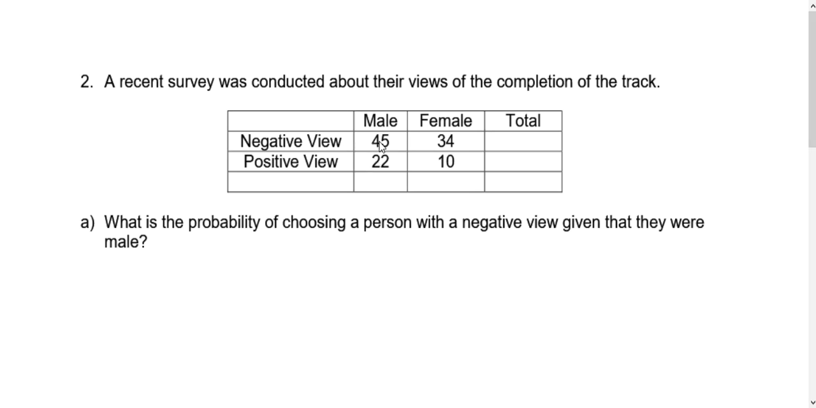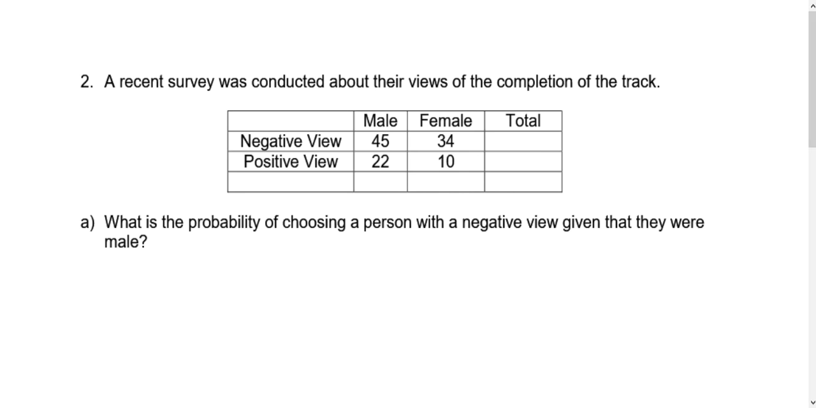So we have 45 males, 34 females that had a negative view, 22 that are positive, 10 that are positive with a female view. So we're going to take a look at how we solve some of these questions. With these types of questions, we have to define the independent and dependent variable from the actual question, because it could depend. Are we looking at males with a negative view, or a negative view given that they're males? There are two different ways we can look at this.